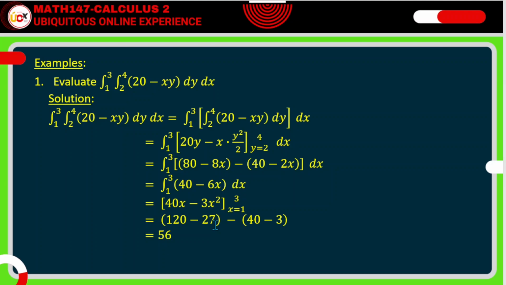minus, you remove the symbols of grouping. So 120 minus 27, so you get 93 minus, but 40 minus 3, this is 37. Okay. So 93 minus 37. So you get 56. So this indicates that the double integral of 20 minus xy dy dx, where y is from 2 to 4 and x is from 1 to 3, is equal to 56.